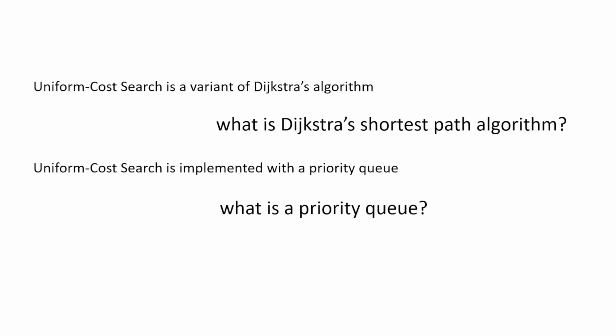Okay, here's some questions. Uniform cost search is a variant of Dijkstra's algorithm. Well, what is Dijkstra's shortest path algorithm? Uniform cost search is implemented with a priority queue. Well, what's a priority queue? Let's explain both of these.